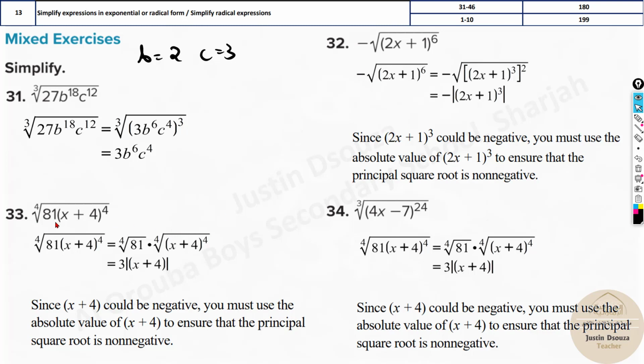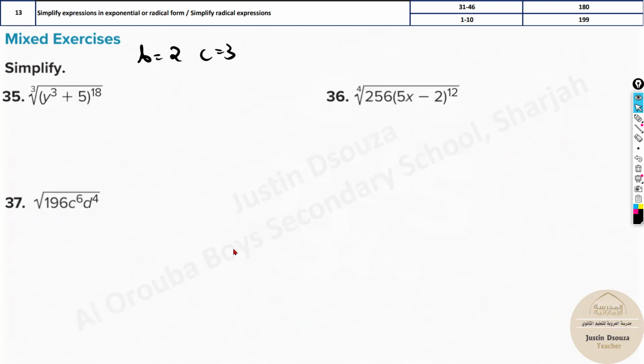Even over here, it is power 4. We are taking the root of the 4th power, so you're getting power 1. 1 is again odd, so this can be negative. So we have to restrict it by using the modulus symbol wherever you're having odd answers. If it's an even power, that's fine. This is all even power, that means it's fine. It will always be positive. But only when it's odd, we have to do that.